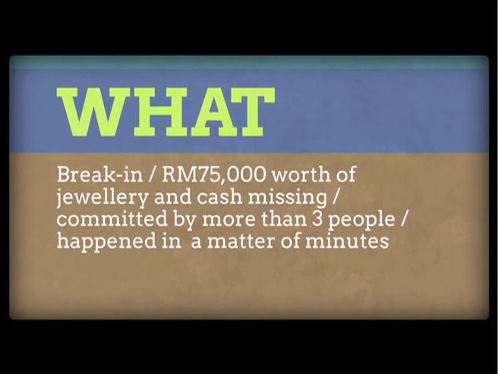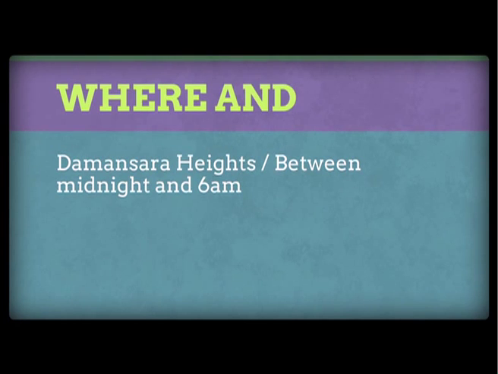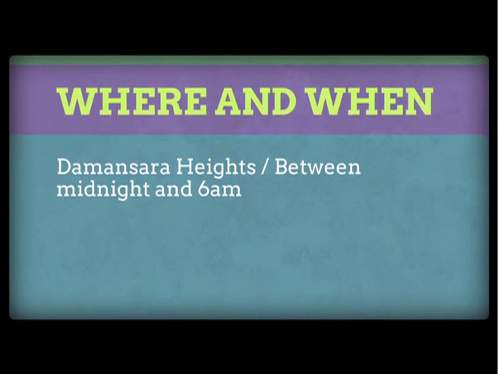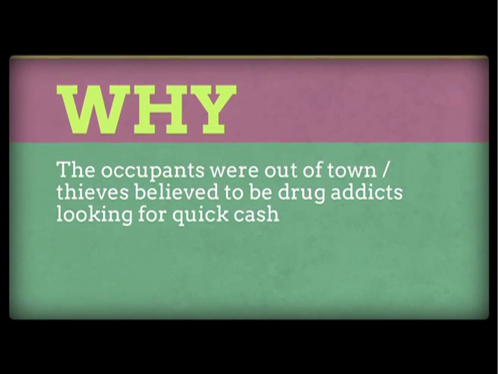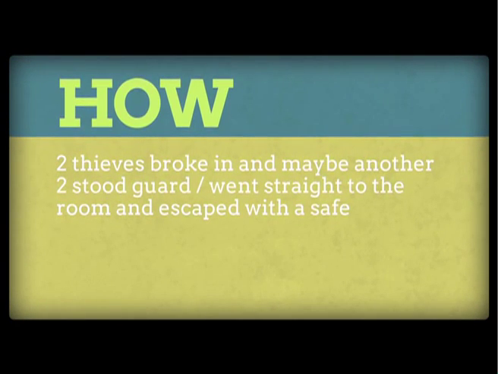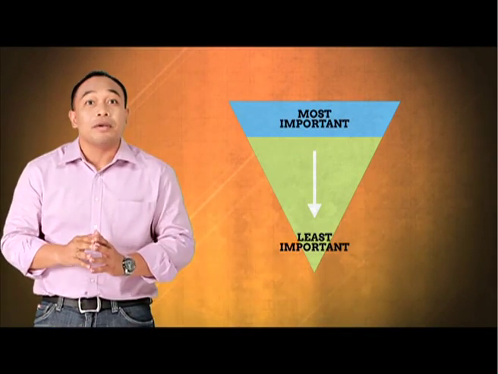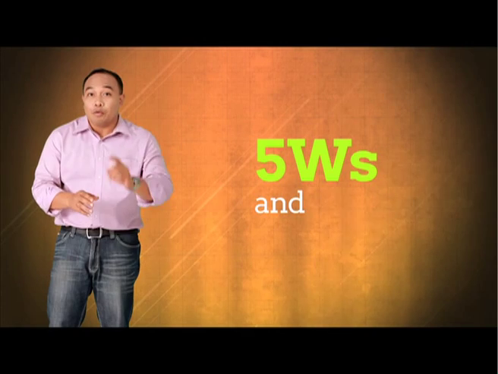So what happened? Where and when did it happen? Why did it happen? And finally, how did it happen? State the most important part or the most interesting part of the news item at the beginning. Write your article by expanding the notes that you have based on the 5 W's and 1 H.